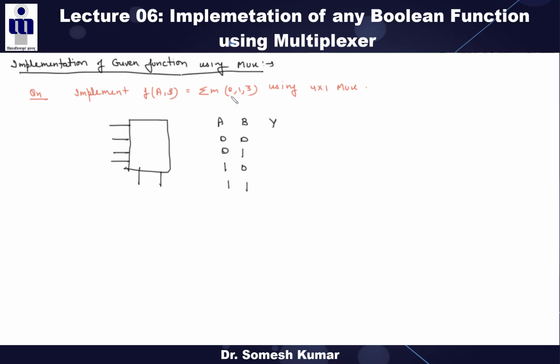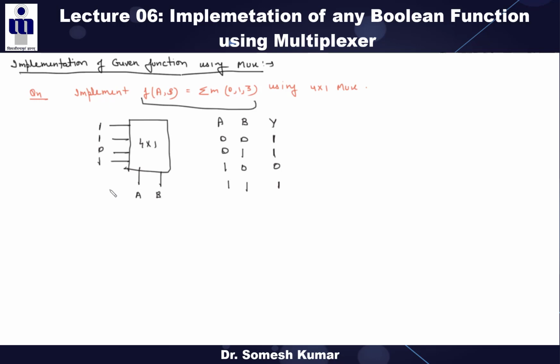At the 0th position, it is 1. At the first position, it is 1. And at the third position, it is 1. This is the meaning of this function, right? So now what are the inputs of this 4:1 mux? 1, 1, 0, 1. It is very simple, right? And this is your select lines, very simple.